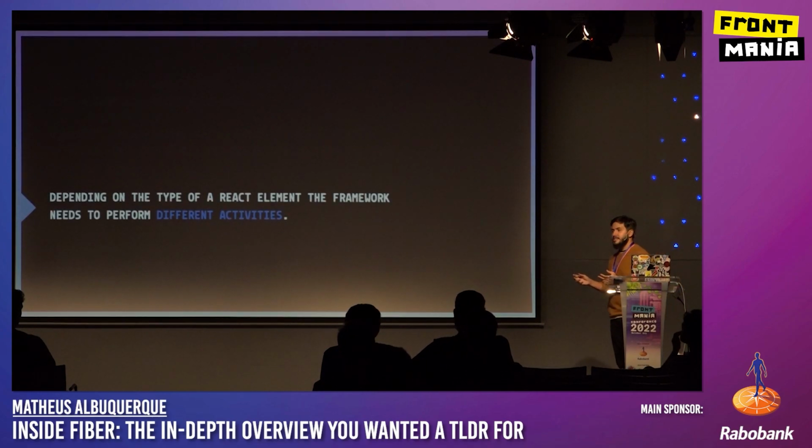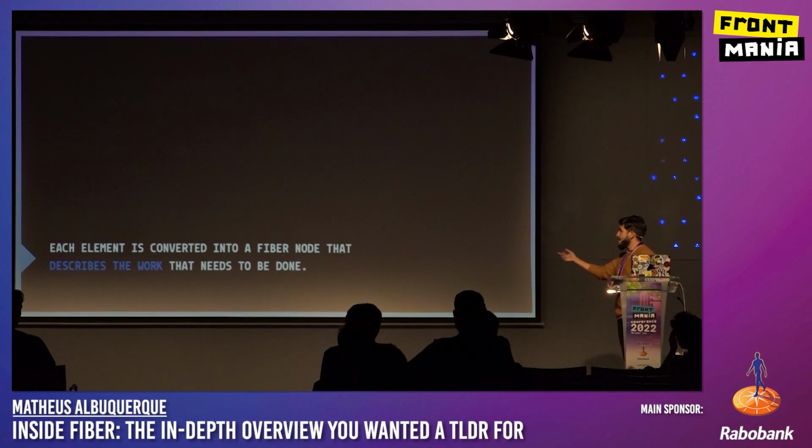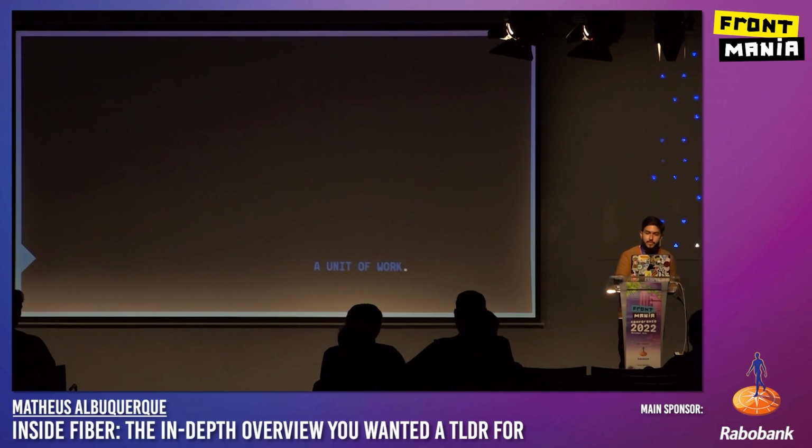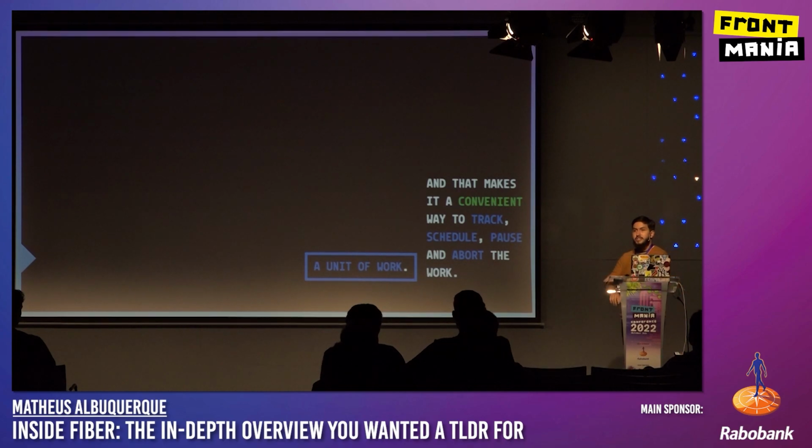And of course, depending on the type of the component, under the hood, React has to perform different work. If you have a function component, a class component, a suspense component, a profiler, and so on, the work that React has to do is different. That's why each element is going to be converted into a fiber node that describes exactly what kind of work needs to be done. And that's when we get to this abstraction: a fiber as a unit of work. Because it's a unit, it's really atomic.